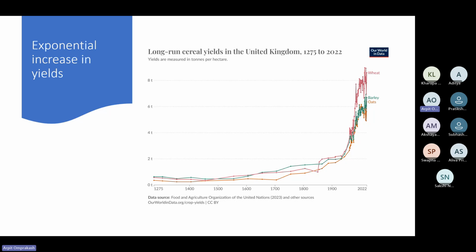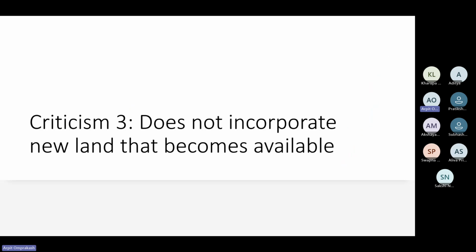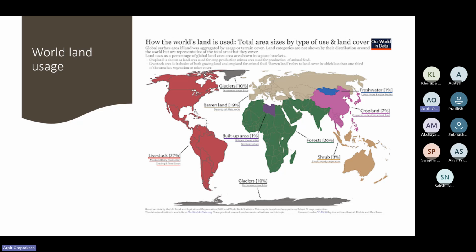So this agricultural expansion is also not, what do you say, arithmetic as Malthus suggested, but more exponential now in the recent years. Right. The third thing is that it does not incorporate new land that becomes available. So this is basically a graph showing how much of the land on Earth is used for different purposes.